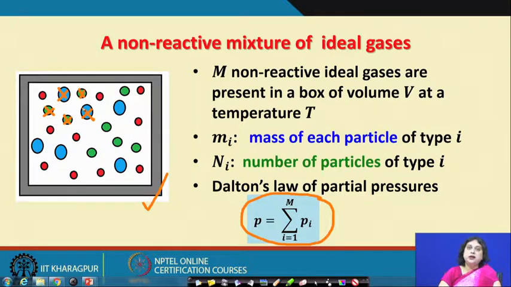So, if I could get these partial pressures P1, P2, P3 etc. under identical conditions of constant temperature, then I would say that the total pressure of this mixture, ideal gas mixture, is going to be equal to a sum of their partial pressures.